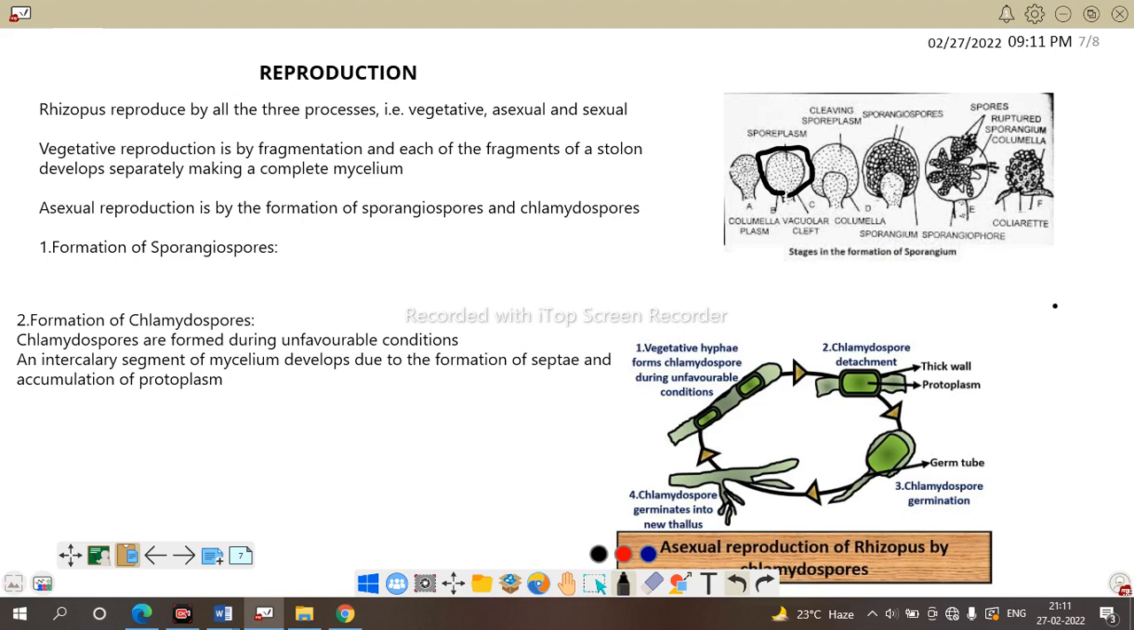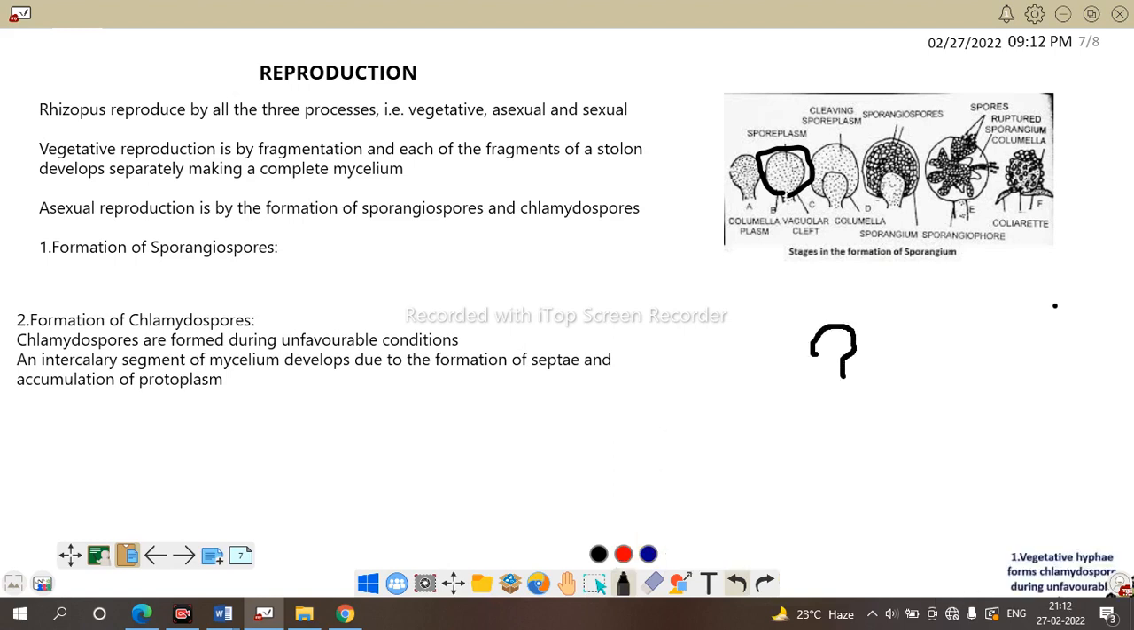Suppose this is the stolon and this is the rhizoid. Sporangiophore is developed just opposite to the rhizoid. Okay, and the nuclei and cytoplasm push more towards the apical side. Consequently, the apex is swollen up, as the nucleus and the cytoplasm move towards the apical portion.